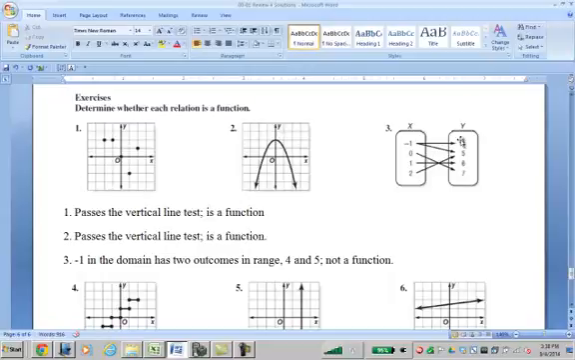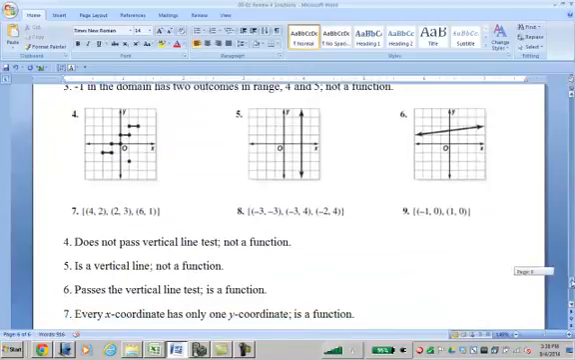Okay, and then 3, now we've got a mapping. Over here's the domain, here's the range. You can see -1 has 2 arrows coming from it, 4 and 5, so not a function. Okay, so the rule is with a mapping, if a member of the domain has more than 1 arrow coming from it, it is not a function. Now we could have every member of the domain going to the same range. That's okay. You still have a function, but you can't have a member of the domain going to multiple ranges.